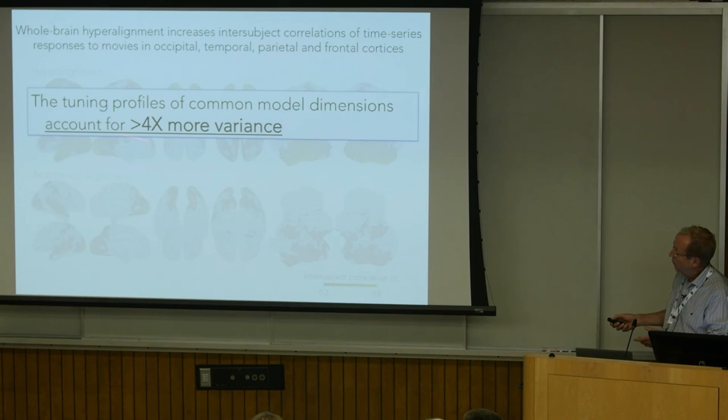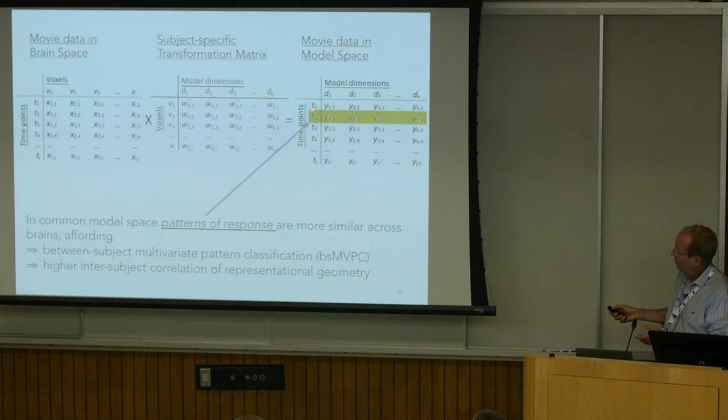So much more extensive regions of the brain now are showing similar responses to the movie. So the tuning profiles of common model dimensions account for four times more variance that's shared across subjects. So this is not a small effect. It's not just statistically significant. It's a big jump.